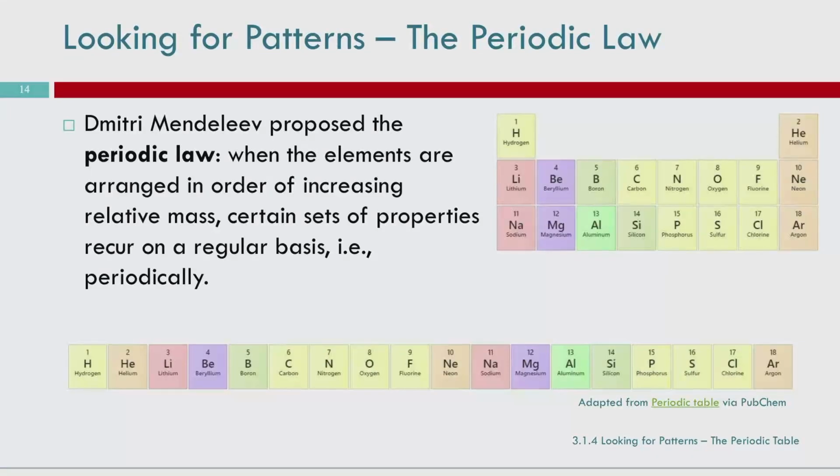So a little bit more history that's not in the slides. Z, the number, the atomic number, from German Zahl, number, used to be like the position on the periodic table that they were in. So it wasn't laid out the way that we currently have it. The way it's currently laid out is thanks to Dmitri Mendeleev. Dmitri Mendeleev proposed the periodic law. He said if the elements are arranged in order of increasing relative mass, certain sets of properties will recur on a regular basis, which is the same as periodically.